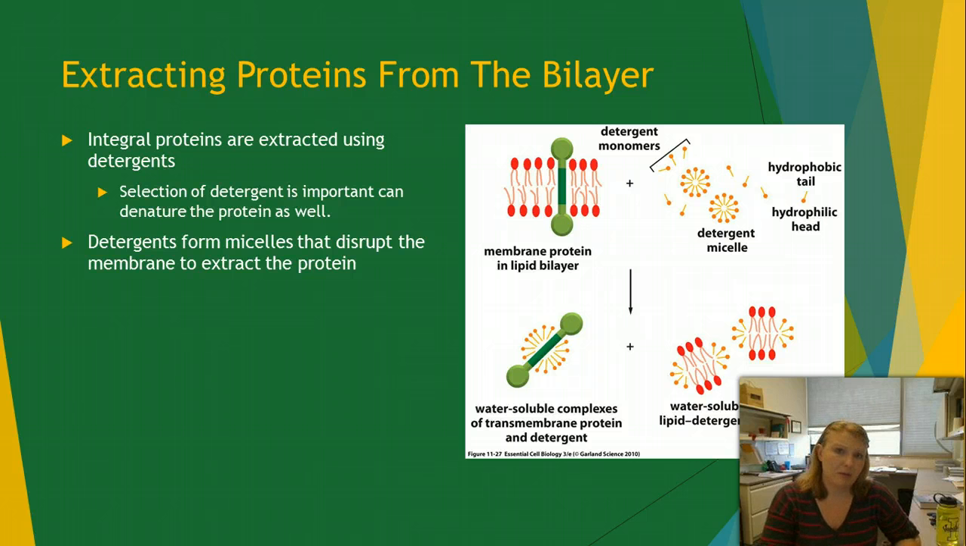But what about those embedded ones? We have to use items known as detergents, and these detergents are like soaps. What they do is they help break up that membrane and allow us to study the different proteins that are embedded, so we can then separate out embedded proteins and then look at them.